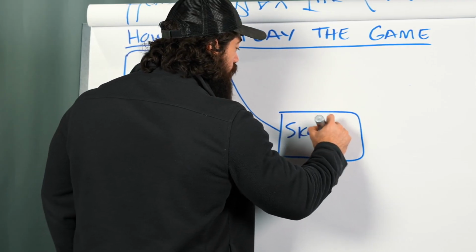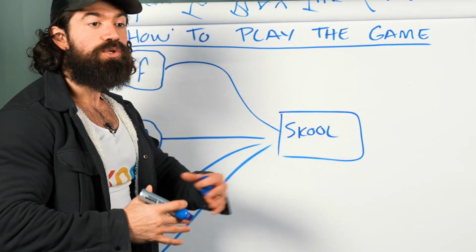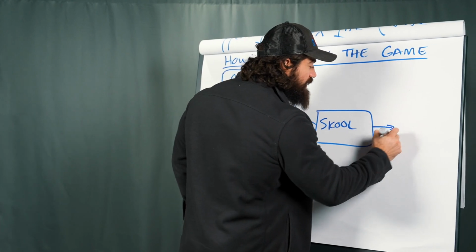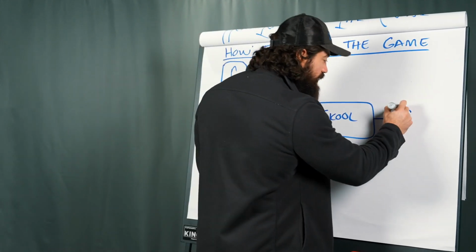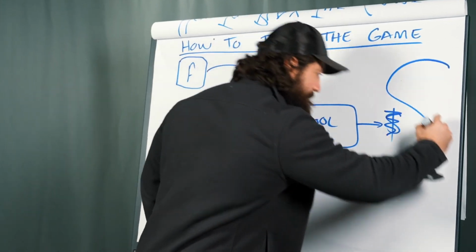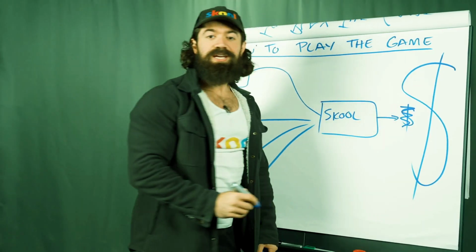And Skool will be your community. This is going to be the house where you make money. And on the outside of this, or the output of this whole system, is a dollar sign. More realistically, hopefully, a big ass dollar sign.